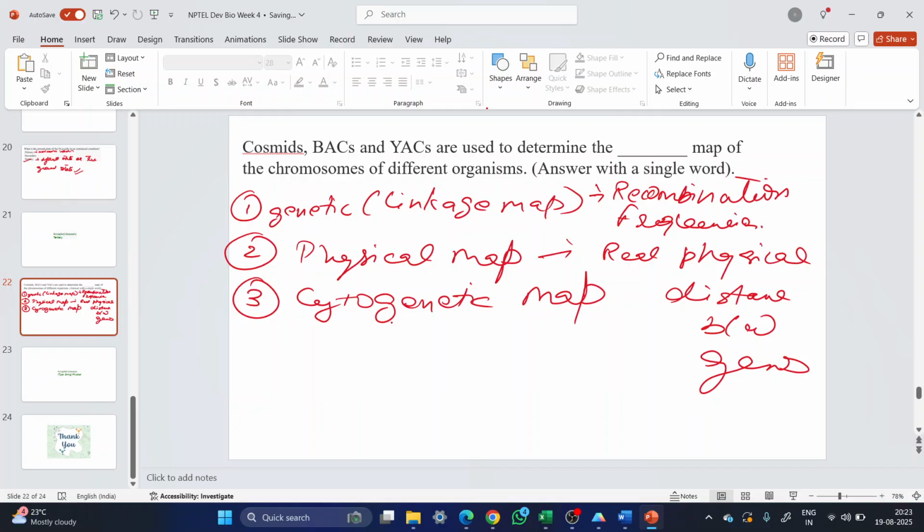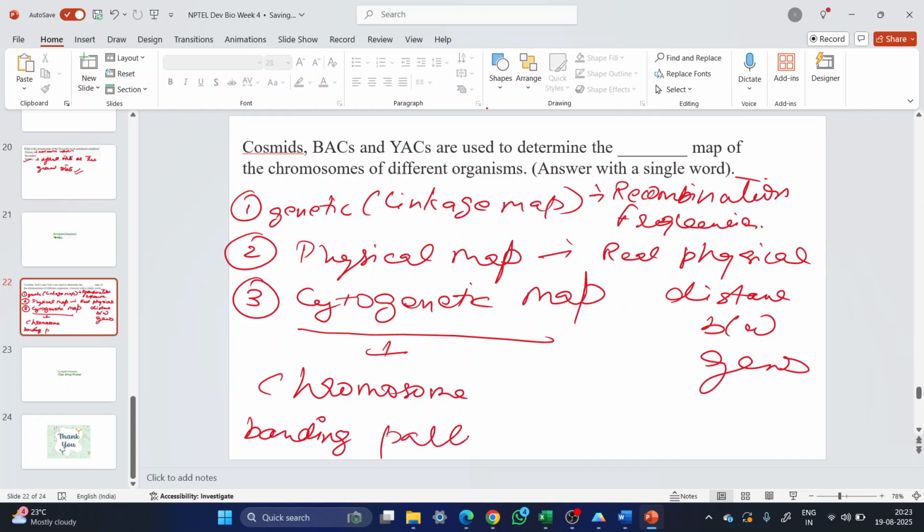Whereas the cytogenetic map is basically based on the chromosome banding pattern. Now, these cosmids, BACs, and YACs are basically large cloning vectors.